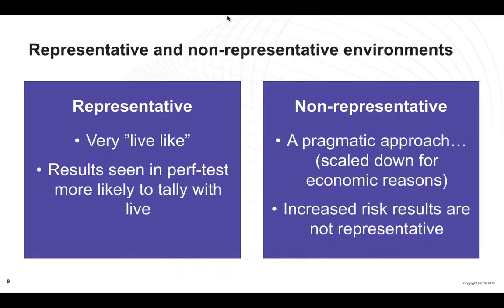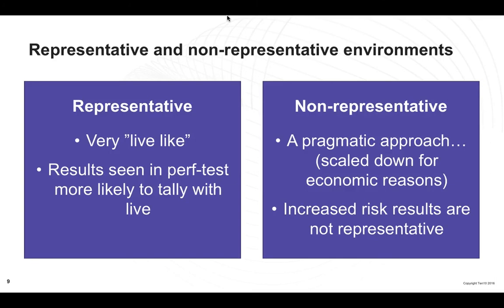The key point here, though, is that the further you deviate from the spec of the live environment, the greater the risk that the results you see in your performance testing environment will not be representative of live. However, it is a risk, but then I guess risk is really what testing is all about: identifying those risks, evaluating the likelihood and impact of them occurring, and mitigating against them. So if you don't have an environment which is a true copy of live, then all is not lost.